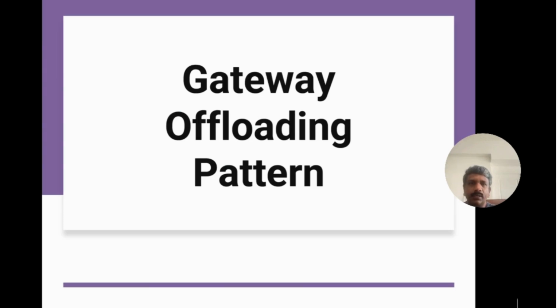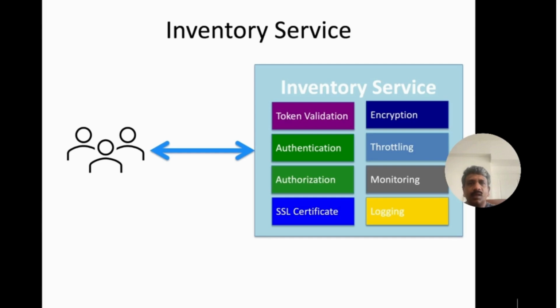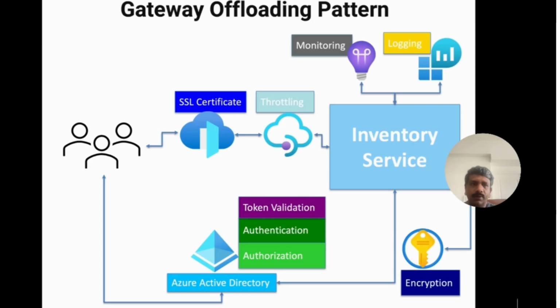So let's get started with one of the patterns. Let's look into the gateway offloading pattern. Let's assume that you have an inventory service with all these features on top of your business logic. When you deploy this into the cloud, how do you design? So this is how you will design, right?